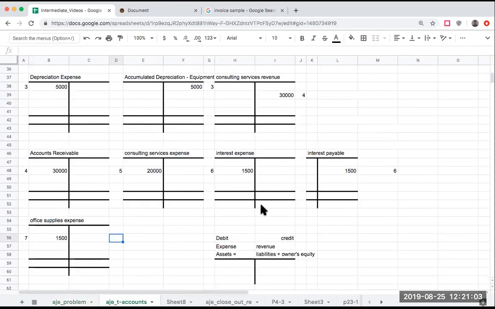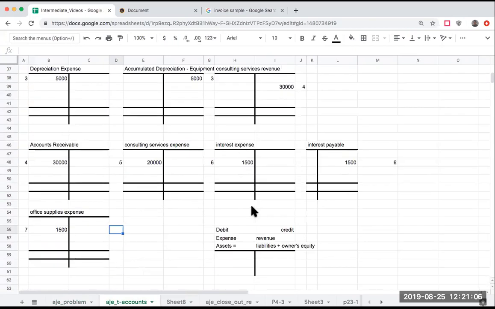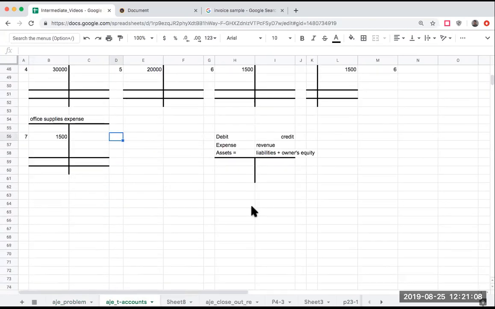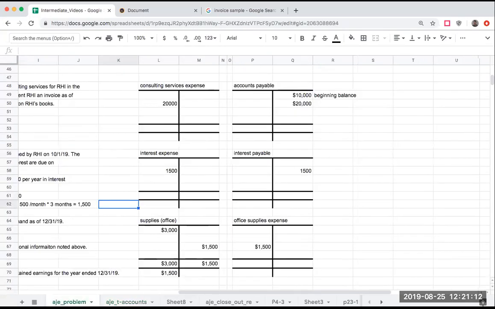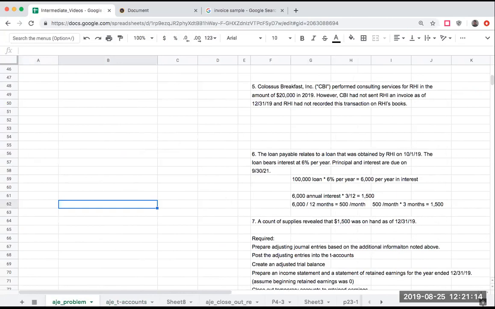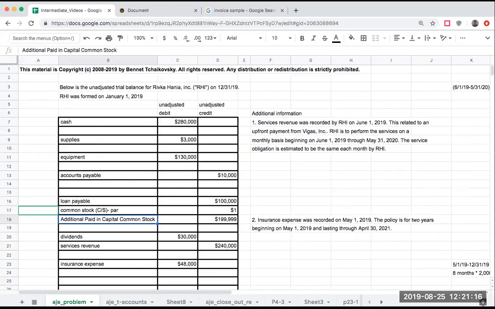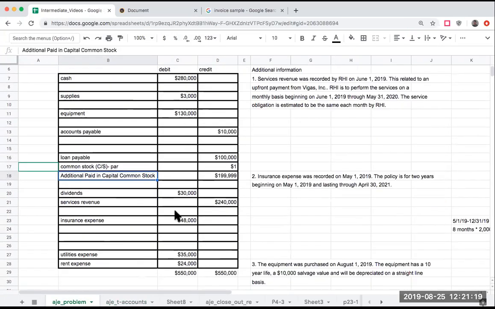Okay, so now I've gone through and I've made my adjustments. I've gone through number 1 through 7, and I've made all of these various adjustments to these accounts. So what I'm going to do now is total up all of the T accounts, and then I'm going to create an adjusted trial balance.